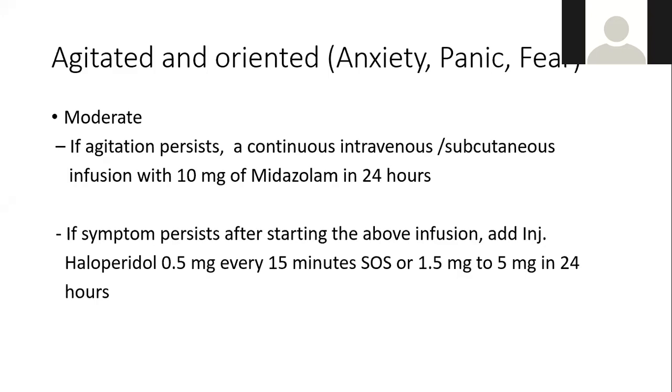If symptoms persist after starting the above infusion, which is 10 milligram of midazolam, add injection haloperidol 0.5 milligram every 15 minutes SOS, or 1.5 milligram to 5 milligram in 24 hours. So first, when the patient is oriented, if the patient is agitated, restless, is sort of panicking, we could start with benzodiazepines, then add on an antipsychotic, which the normal thing that we add is haloperidol, which is easily available, which is cheap, and is available as injection. All right, so we'll talk about till moderate symptoms in this, and then we'll go to somebody who's agitated and disoriented. Okay, and then this is classified as delirium.